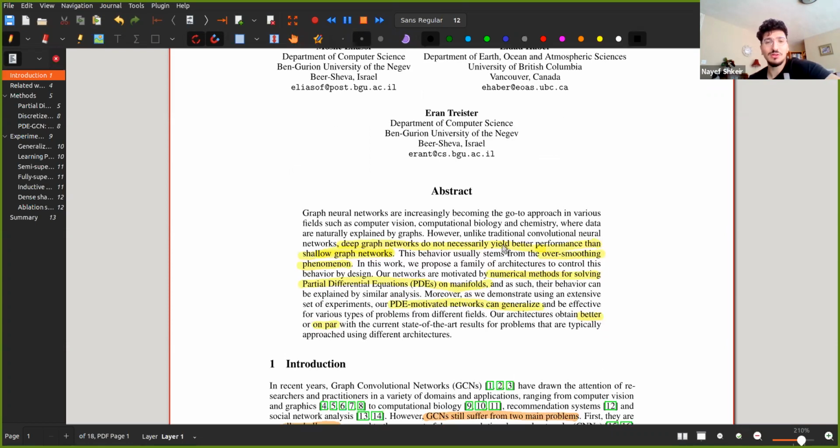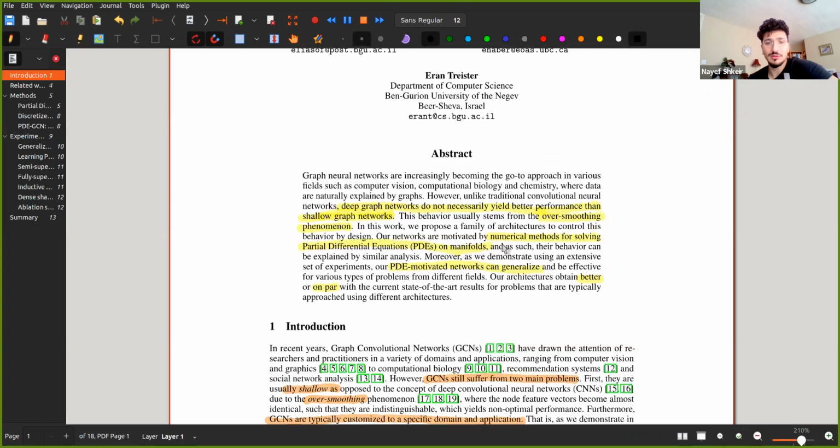At the end, they do a lot of tests on lots of different data sets, and they show that it is better or on par with current state-of-the-art results from different neural networks.